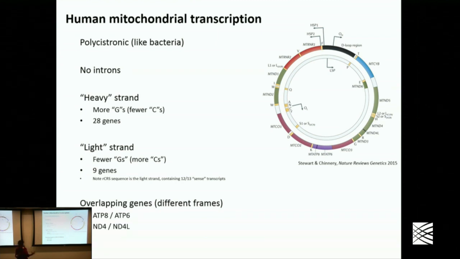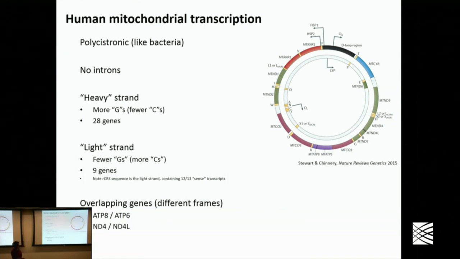So if you think of the DNA as 2 strands, if you raise the temperature, the 2 strands will separate. And if you run them on a gel, one is heavier than the other. So one strand is called the heavy strand. That's because it has more G's and fewer C's. And that strand encodes 28 of the genes. The other strand shown here, the light strand, only has 9 genes. That's just the way it happened to evolve.